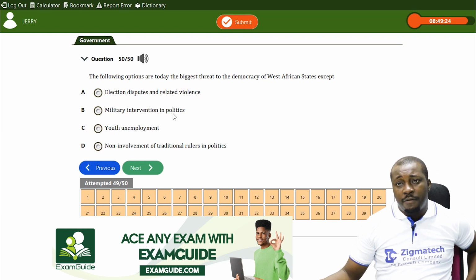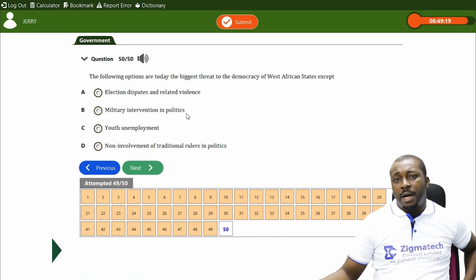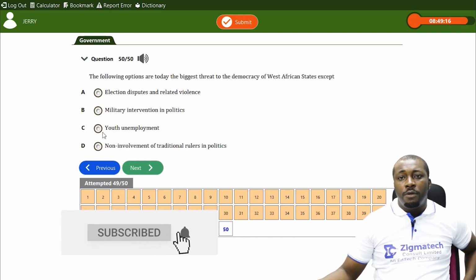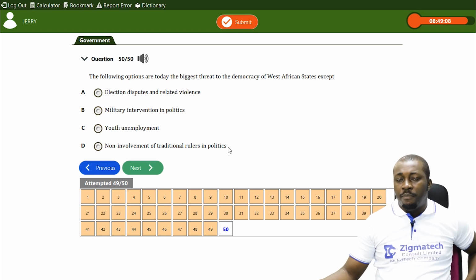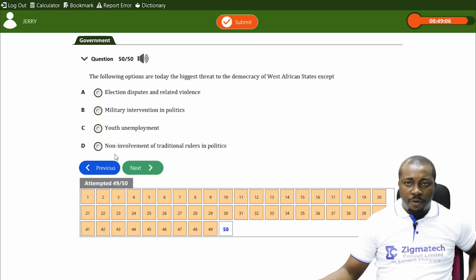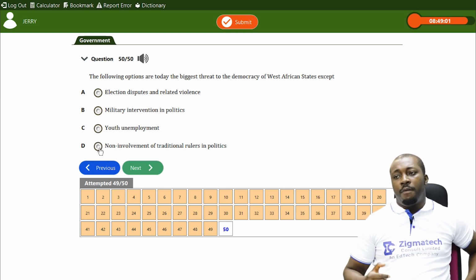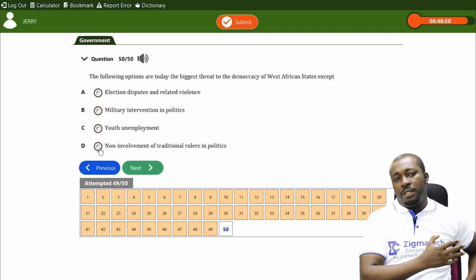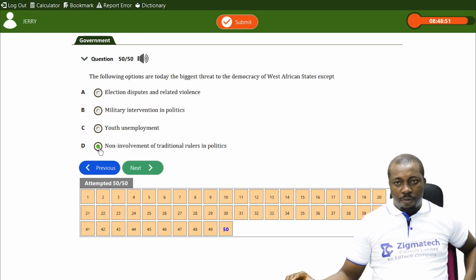In fact, Mali in Africa is currently under military administration. And Nigeria has had its own share of military rule. Youth unemployment, which has social and political effects, is a problem. The non-involvement of traditional rulers in politics is not the problem of democracy in Africa. After all, even with the reform of local government, traditional rulers were insulated, were removed from politics. So D is the answer. So we have come to the end of OBJ.